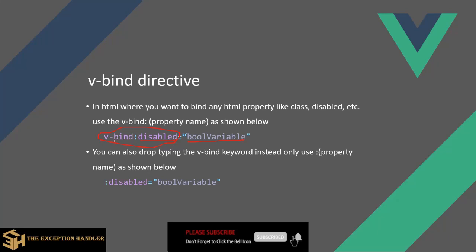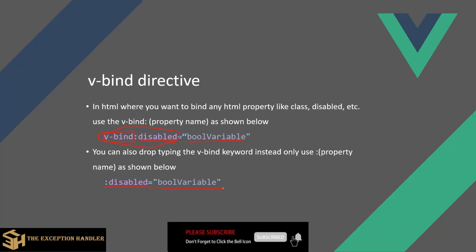Now, this v-bind is very common in Vue.js because you would be binding many HTML properties like disabled, CSS. For CSS you would be binding your class property and many more HTML properties. So Vue also has a shortened notation for v-bind, so you can skip this v-bind part of the syntax and just keep the colon and the property name as it is, as shown over here. So this will also help you in binding the properties.